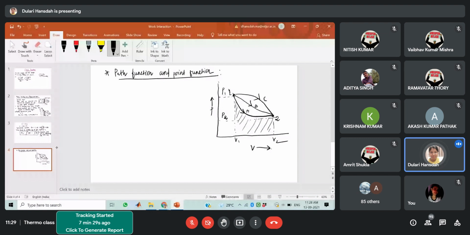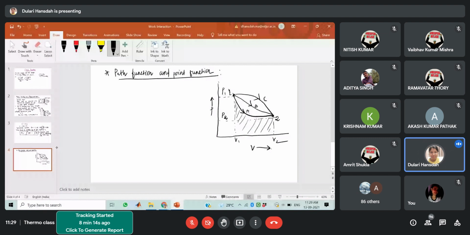From this, we can draw the conclusion that work transfer does not depend upon the end state, that is point 1 and point 2, but it depends upon the path through which the system is taken from 1 to 2. That is why work is sometimes called a path function, whereas pressure and volume are point functions.